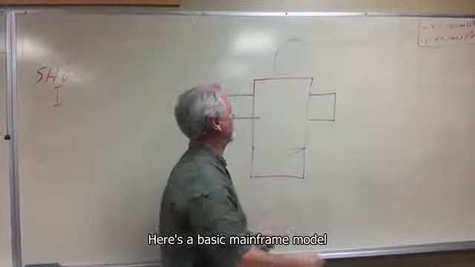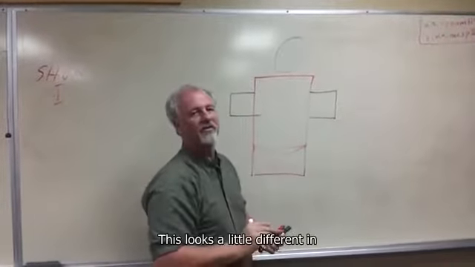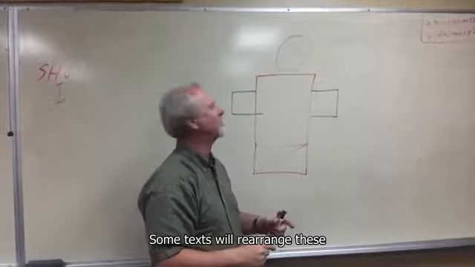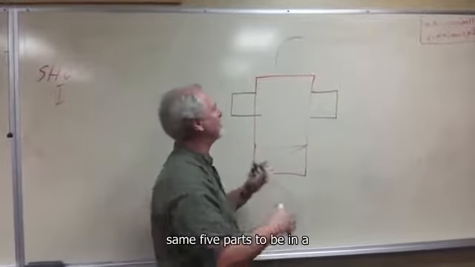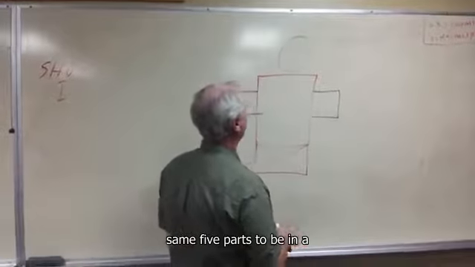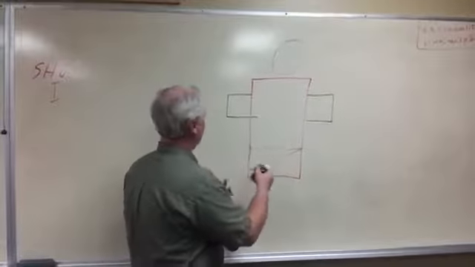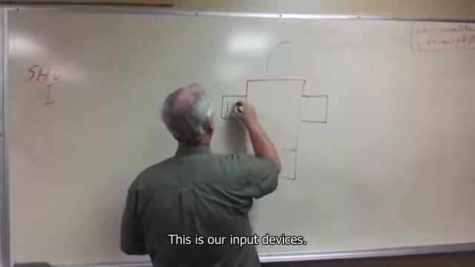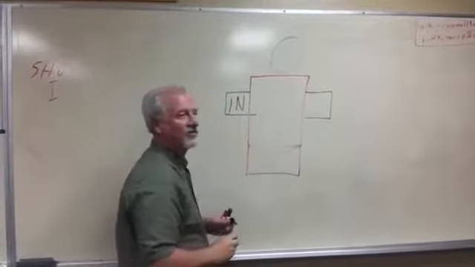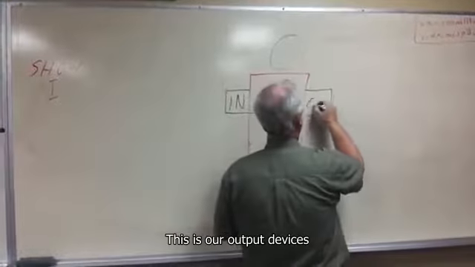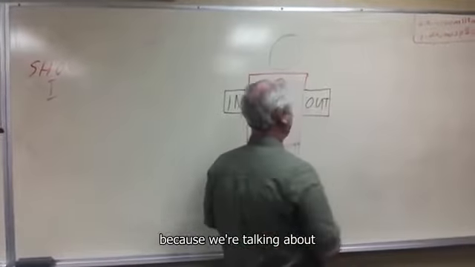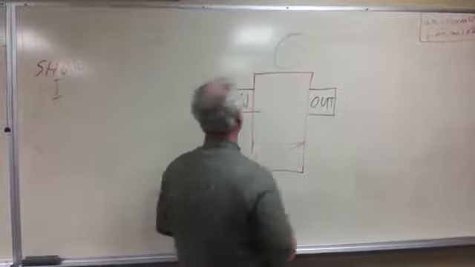Here's a basic mainframe model chart. This looks a little different in certain texts. Some texts will rearrange these same 5 parts to be in a little different order, but this is our basic mainframe model. This is our input devices. This is our output devices, because we're talking about hardware.